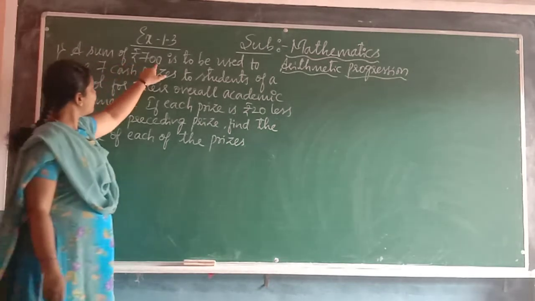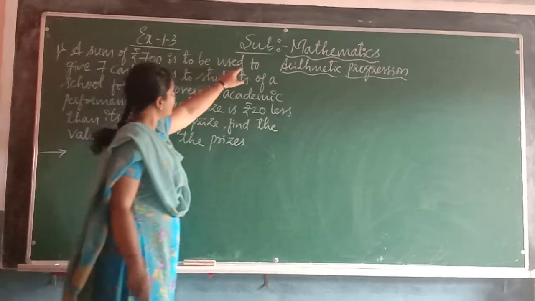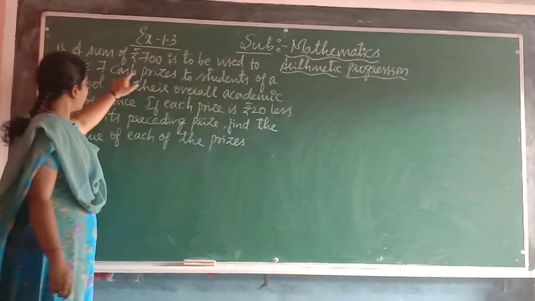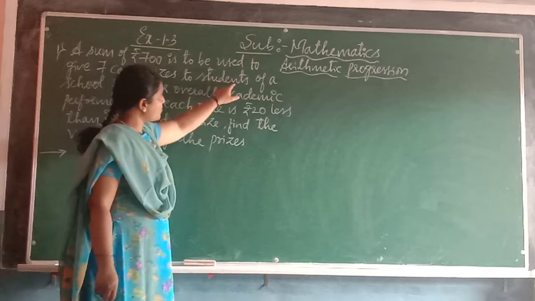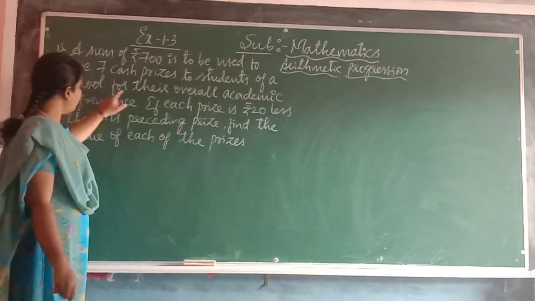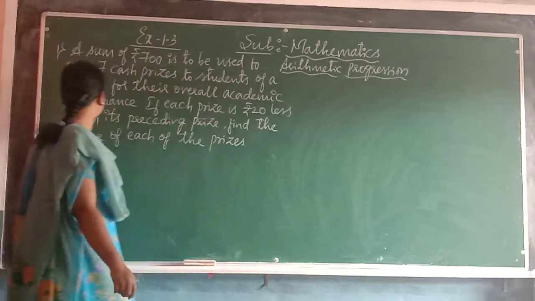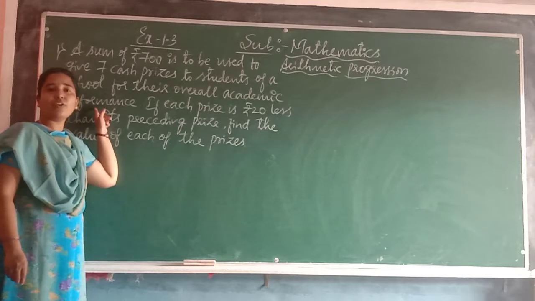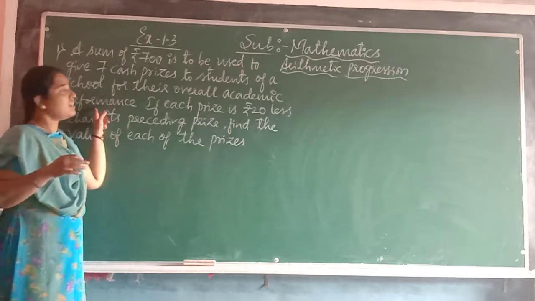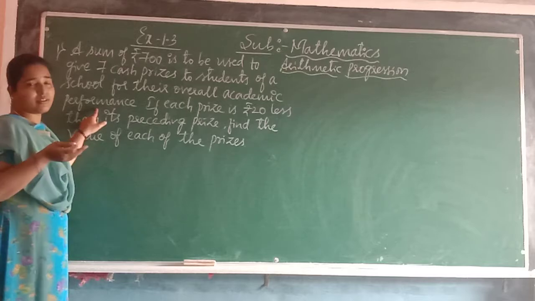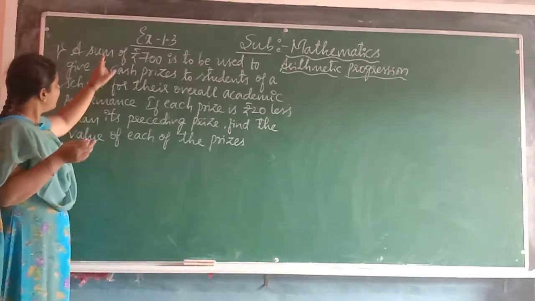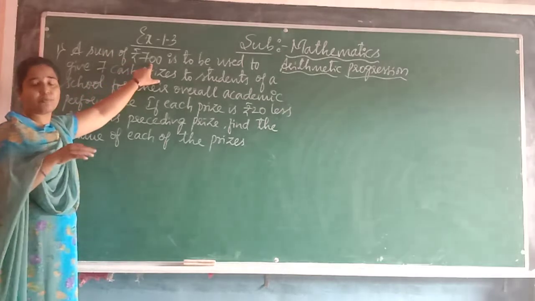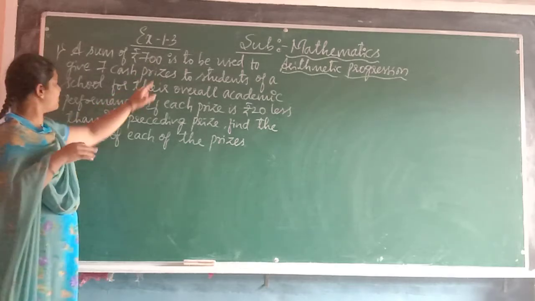A sum of 700 rupees is to be used to give 7 cash prizes to students of a school for their overall academic performance. That is, 700 rupees they were giving to 7 prizes.